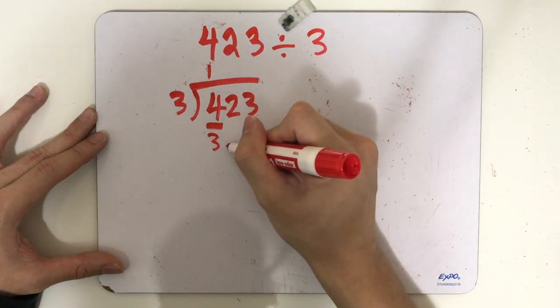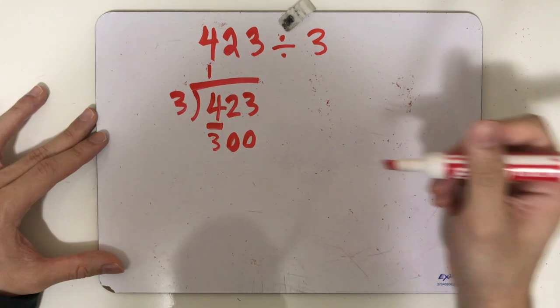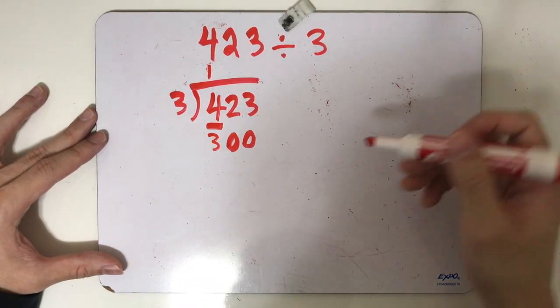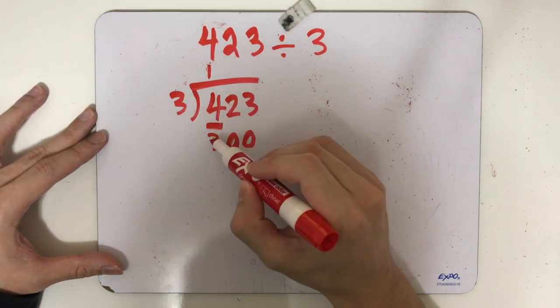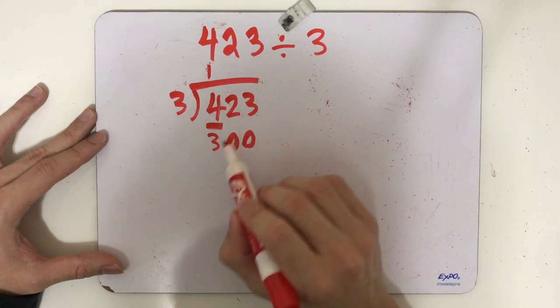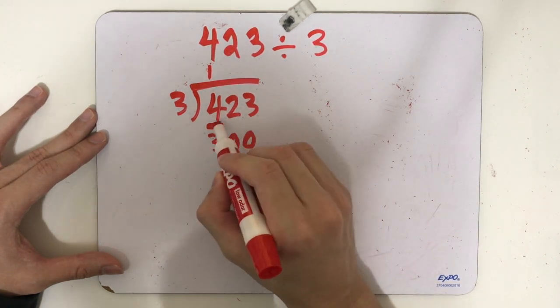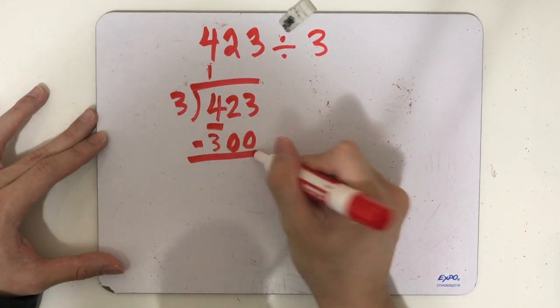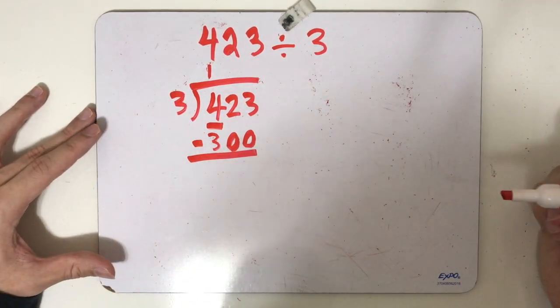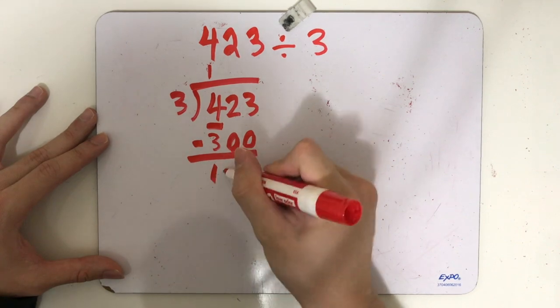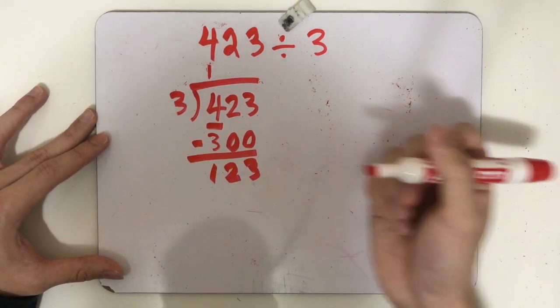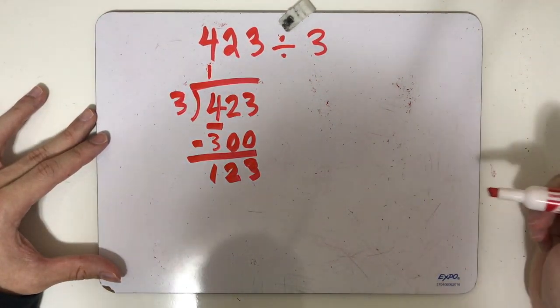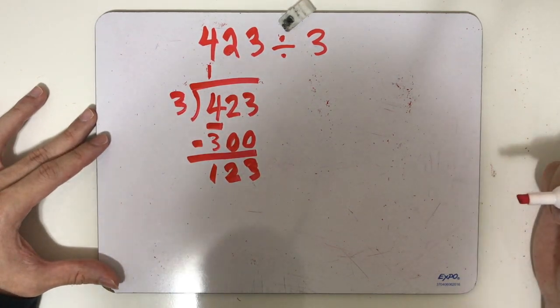Now, I'm going to put 2 zeros at the end of the 3 because I want you to realize that we're not actually doing 4 minus 3. We're doing 423 minus 300 because the 4 is actually in the hundreds place. So I'm going to go ahead and do that. So 423 minus 300 is 123.